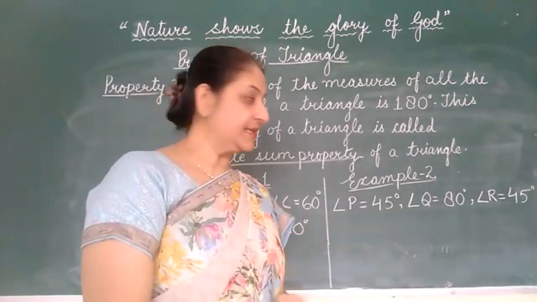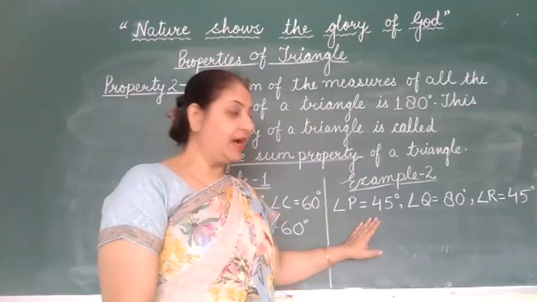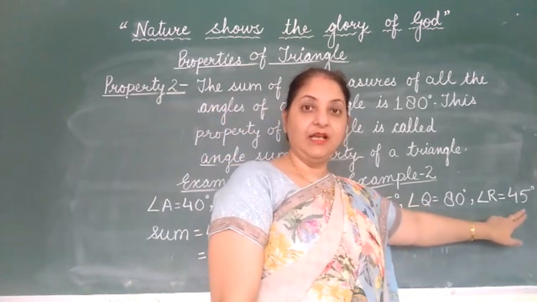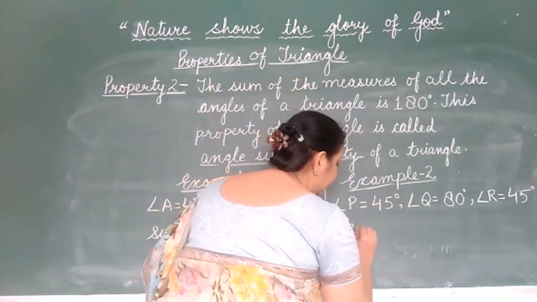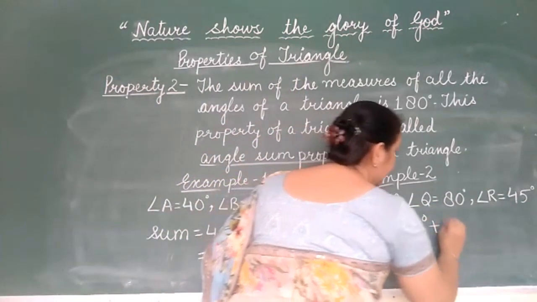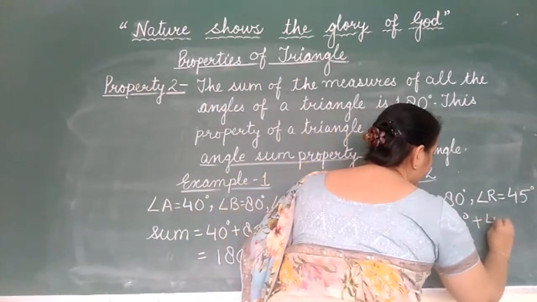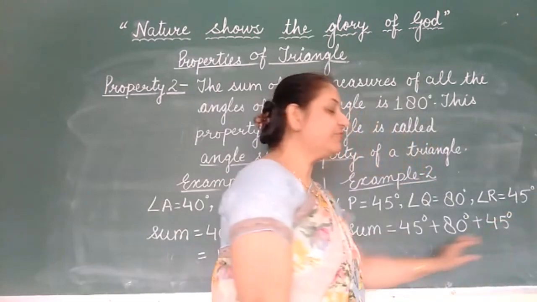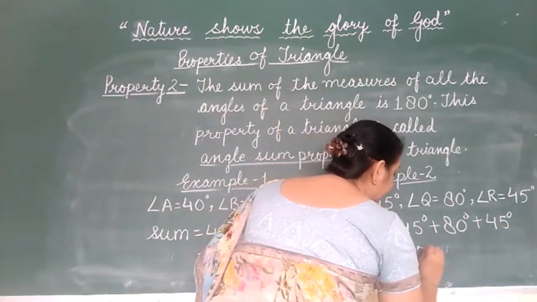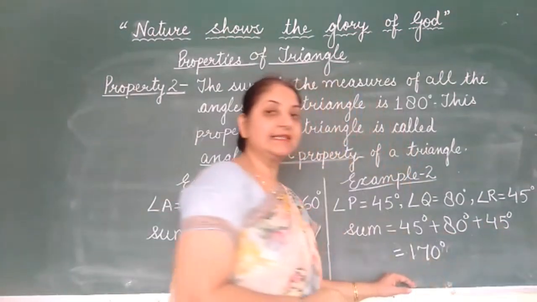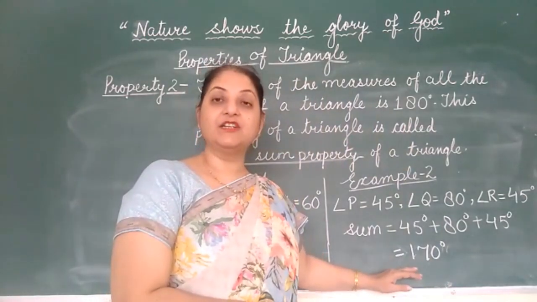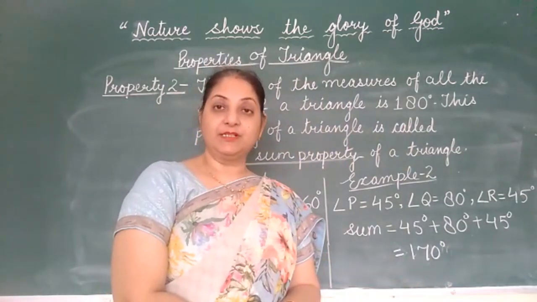Let us see one more example. Here the angles given are 45 degree, 80 degree and 45 degree again. Let us get the sum of three angles given here. 45 degree plus 80 degree plus 45 degree. Now 45 plus 45, 90 plus 80 is 170 degree. Children, as the sum is not exactly 180 degree, we cannot form a triangle with the given measurements.